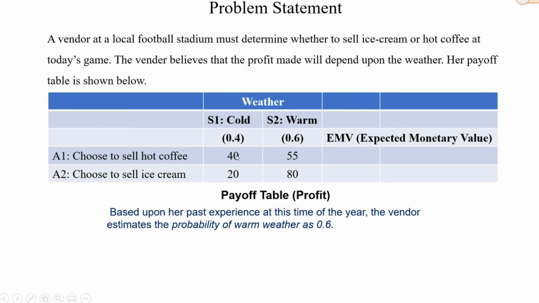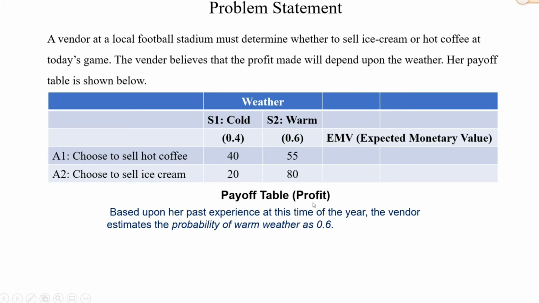So the payoff value, if one sells hot coffee and if the weather condition is cold, the payoff will be 40, maybe profit. Under warm weather condition, the payoff will be 55. And ice cream, 20 in cold weather condition and 80 in warm weather condition. So here the payoff table is profit.